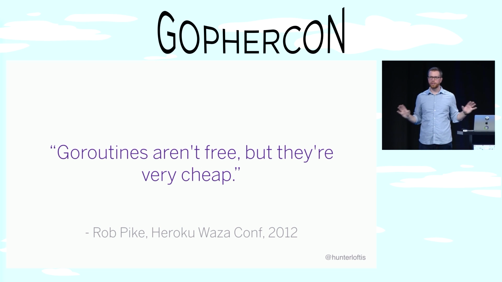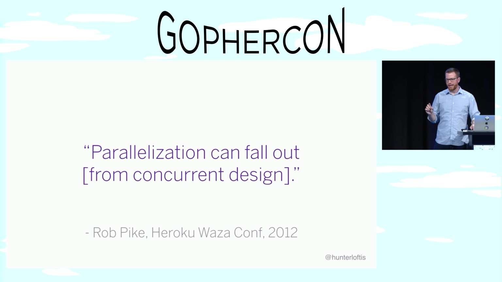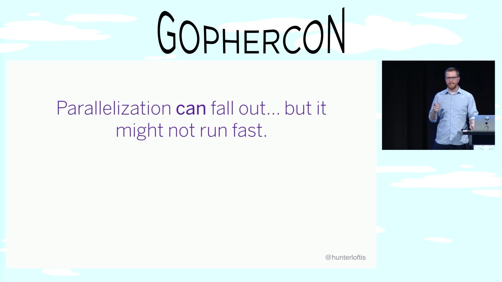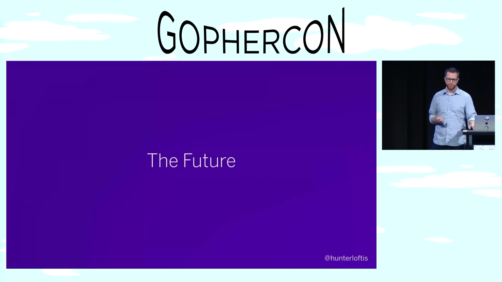And that turns out to be much, much faster because I was misunderstanding exactly how parallelization will fall out of concurrent design. Even though it can fall out, it might not run fast, and even though Go routines are cheap, communicating between them is pretty expensive, especially in terms of billions or trillions of paths, right? So that's something that bit me as a developer because I was doing what I thought was exactly what you were supposed to do, and my program was really slow, and it took a while for me to figure this out.